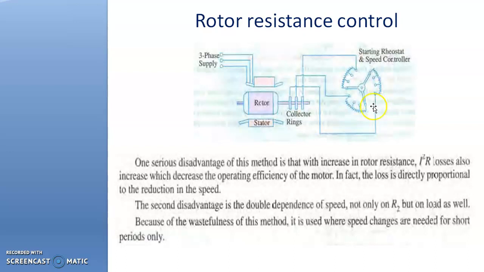But the drawback of this particular method is, since you are involving resistance, I square R losses or copper losses will be there, so that the efficiency of the motor will decrease. Also the corresponding heat will be produced in the rotor circuit. So these are all the drawbacks of this resistance control method.